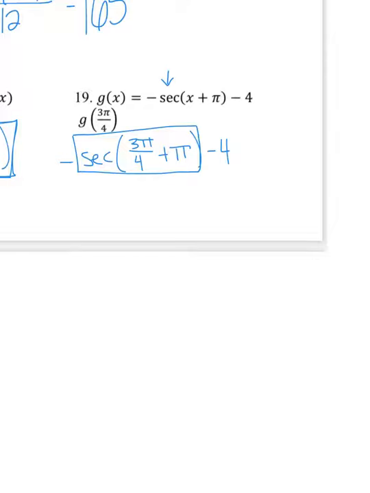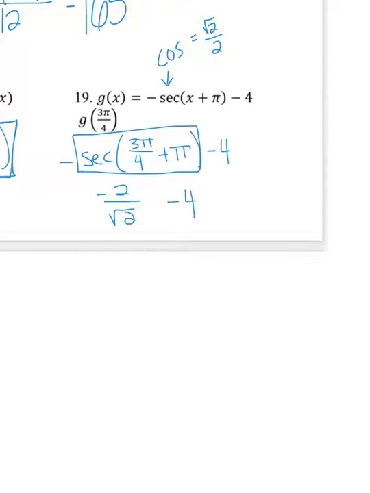However, what I can type into my calculator is cosine, because that is the reciprocal function of secant, right? C goes to S, S goes to C. So cosine goes to secant. The reciprocal of cosine is secant. So I'm going to type in the cosine of all of this. And when I do that, I end up getting the square root of 2 over 2. However, for the reciprocal function, I have to flip that around. So this is negative 2 over the square root of 2, and then minus 4.